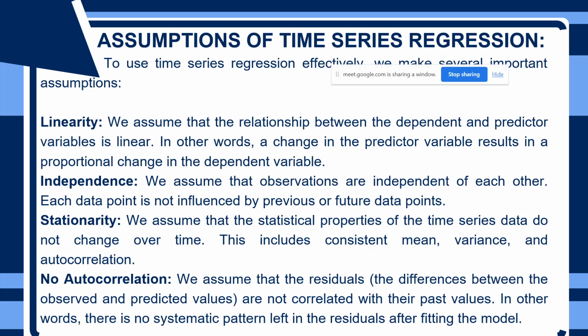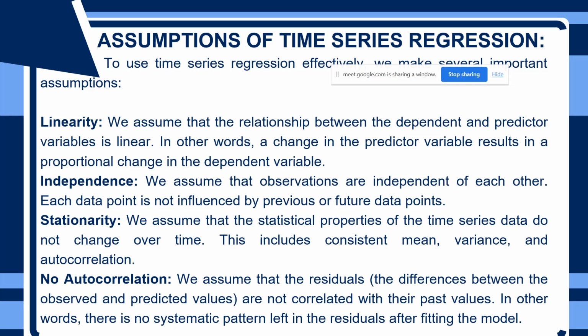So these assumptions allow us to make predictions based on a consistent pattern or trend in the data. The second one is independence. We assume that observations are independent of each other. Each data point is not influenced by previous or future data points. Meaning, each data point is not influenced by the ones around it.